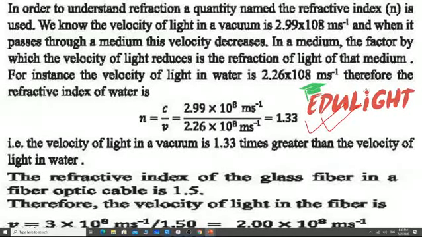Okay. So what this part of the book is saying about refractive index is that, in order to understand refraction, a quantity named refractive index is used. Okay. We know that when light passes through a medium, its velocity decreases.